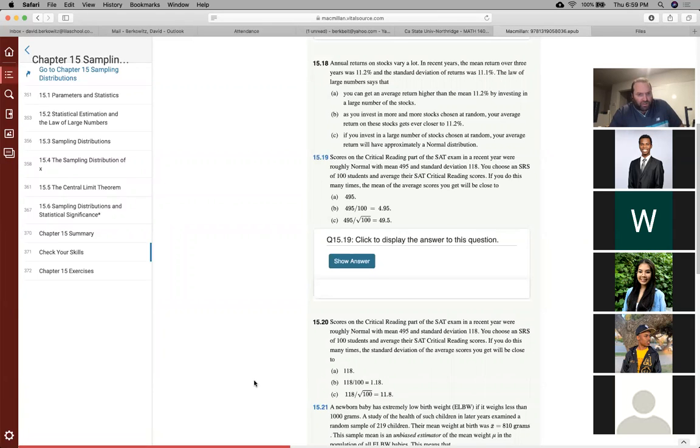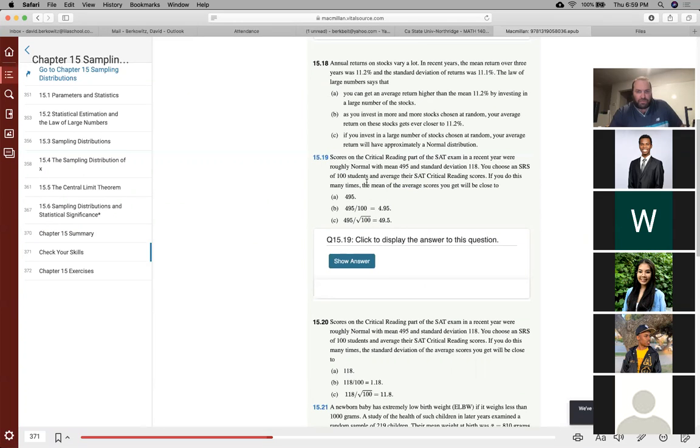Where from the question could they tell that you're taking an average of an average? Because they say the mean of the averages, and a mean is an average, isn't it? When I say find the mean, I say find the average, right? So it's the mean of the averages. It's the average of the averages. So the answer is A, 495.